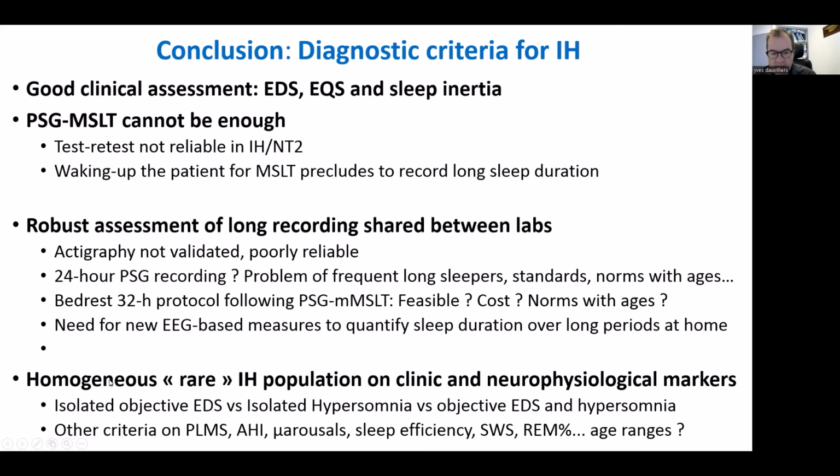So at the end, I want to have a homogeneous rare IH population based on clinical and neurophysiological biomarkers, and to individualize patients with just EDS or just hypersomnia or with both.